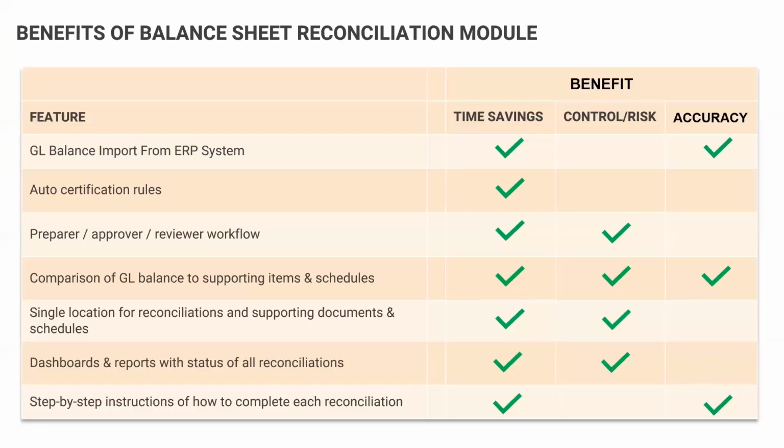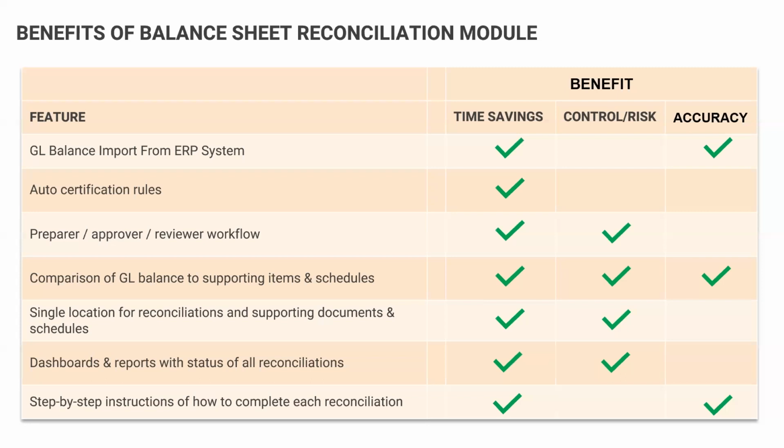All right, so let's finish up the account rec module with reviewing its key benefits. The first is that GL balances are imported from your ERP system. So BlackLine does all that work for you, and your GL balances are always accurate. The auto certification rules are a huge time saver. The system is actually completing those recs for you.